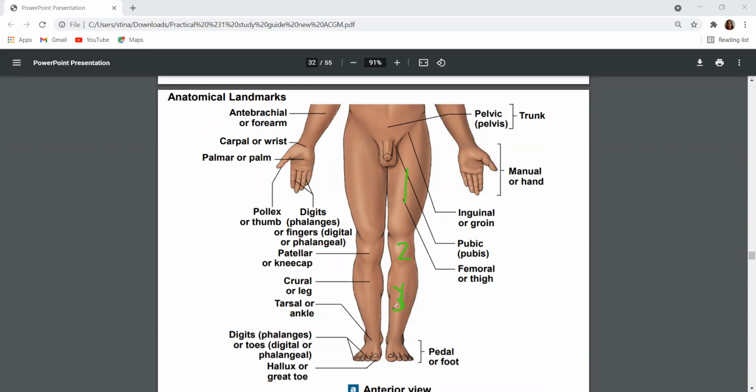You can think of your crural, the way to memorize that is that it's very cruel to kick somebody in the shin because it hurts so bad. So your crural is going to be your shin area. Your tarsal is number 4. That's going to be your ankle.